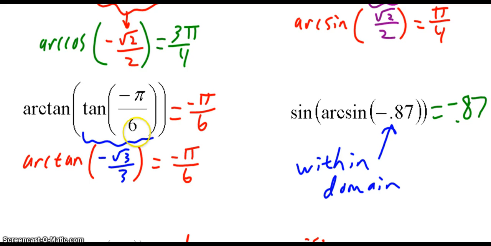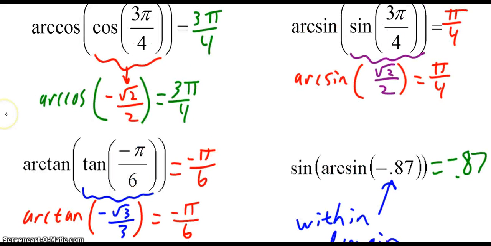Arctangent of the tangent of negative pi 6. The tangent of negative pi 6 is negative root 3 over 3. The arctangent of negative root 3 over 3 is negative pi 6. And again, this is within the range of the arctan function.